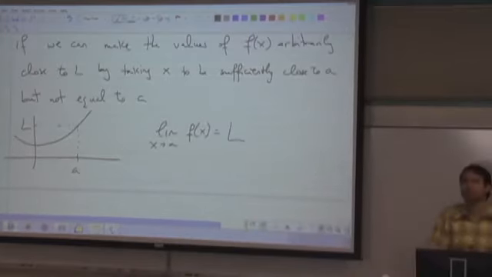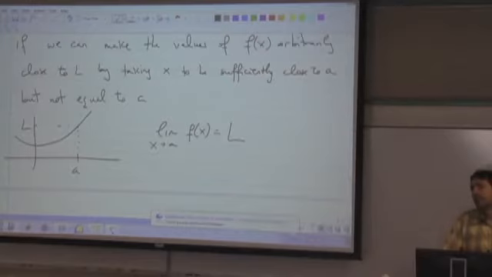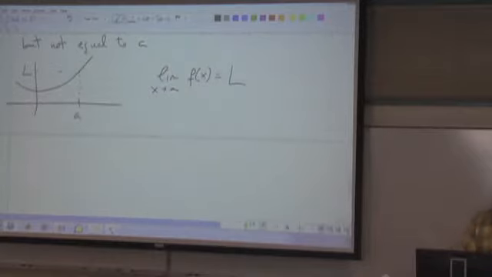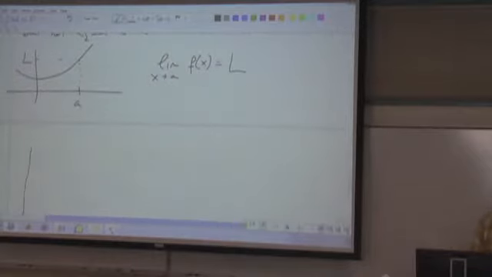Yes? That's the question. In what case would it not approach L coming from the other side, from the right to the left? We'll see. Think about it.